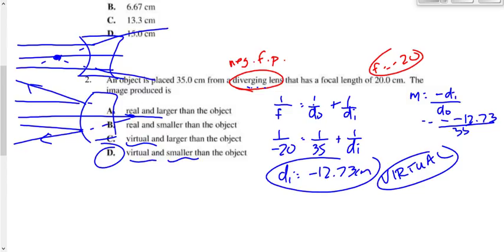Yeah, absolutely. It leads me into the next way of doing it. Remember I said at the beginning there's two ways of looking at this, the ray diagram and the math. This is the math way, works perfectly.